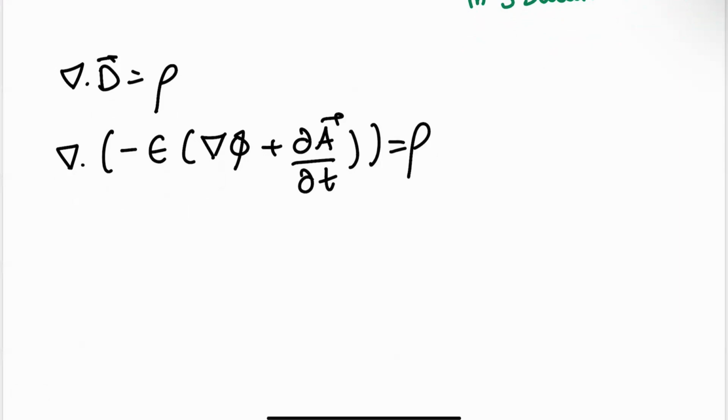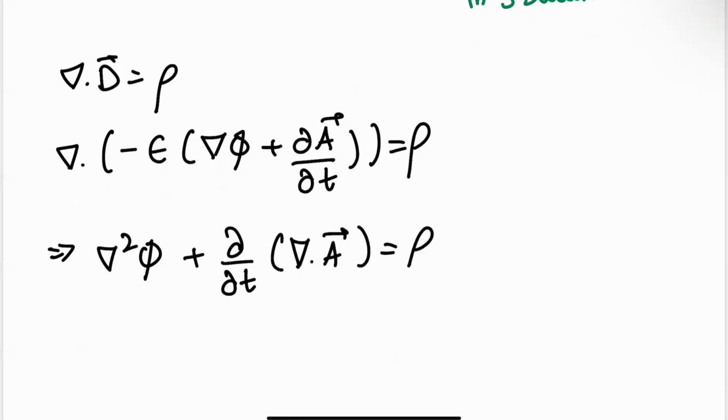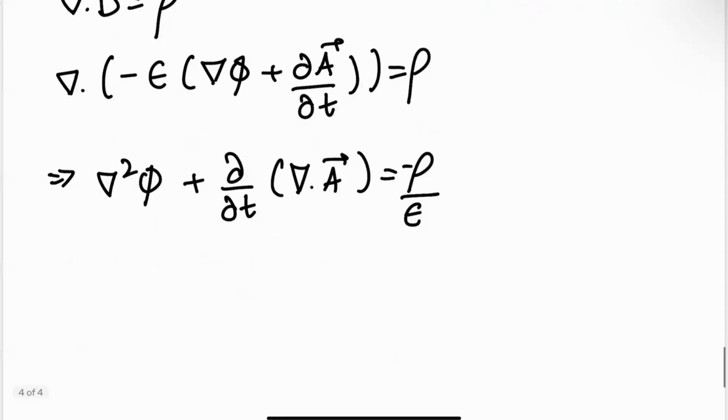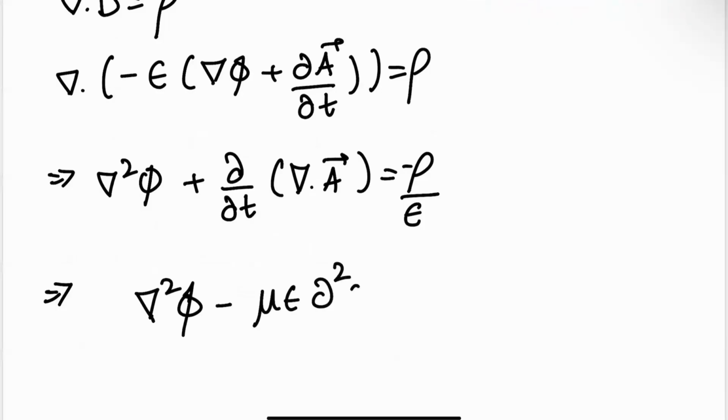Now we can substitute again the Lorentz gauge condition. And once you do that, let's do one more step: minus epsilon times the Laplacian of phi minus epsilon d dt of the divergence of A equal to rho. Now you substitute the Lorentz gauge condition, and that gives you the Laplacian of phi minus mu epsilon times the second time derivative of phi equal to minus rho over epsilon.